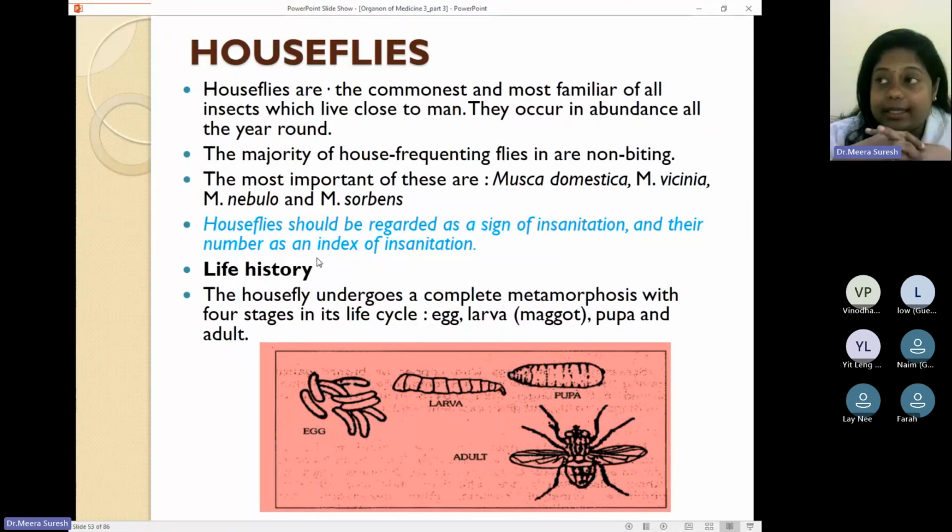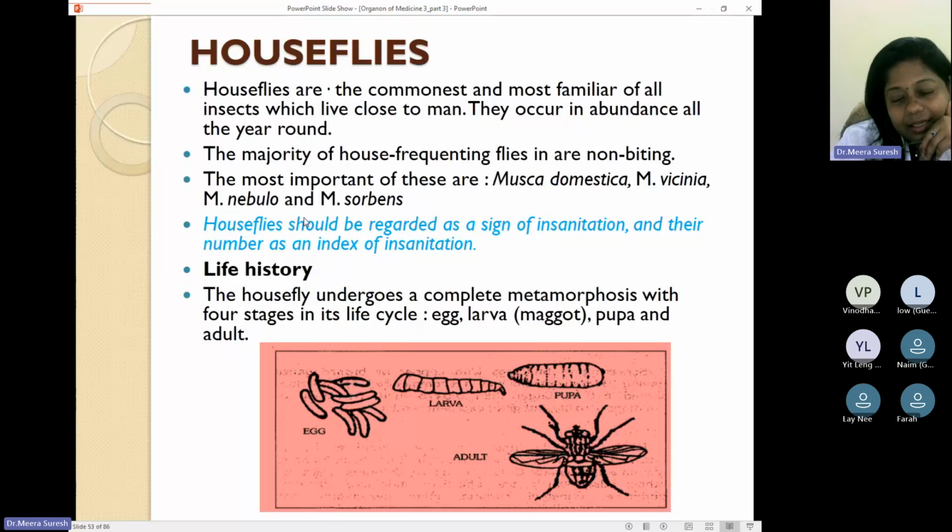Now we'll continue with the next set of insects which are medically important, that is, the houseflies. Houseflies are the commonest and most familiar of all insects which live close to man. After mosquitoes, perhaps it is the houseflies which are very common. They occur in abundance all the year around. The majority of house-frequenting flies are non-biting. The most important ones are Musca domestica, Musca vicina, Musca nebulo, and Musca sorbens. But usually it is Musca domestica that we always remember.